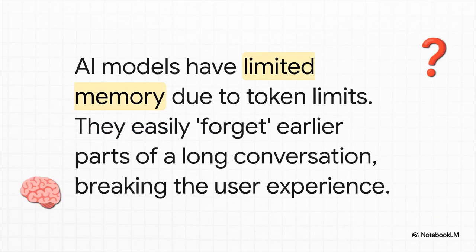All right, headache number 2, the context maze. You know how AI models seem to have the memory of a goldfish sometimes? That's because they have a token limit, which is just a fancy way of saying they can only remember so much at once. So after a few messages back and forth, your chatbot starts forgetting the beginning of the conversation. If you want it to remember, you have to build all this complex memory management stuff from scratch.